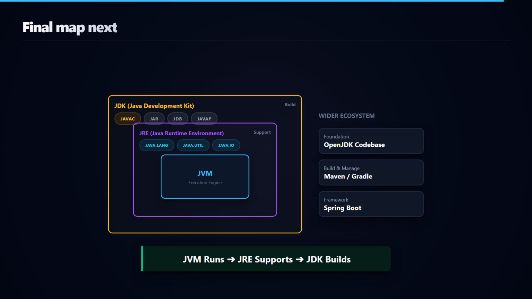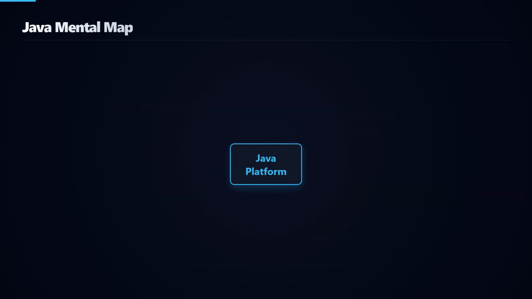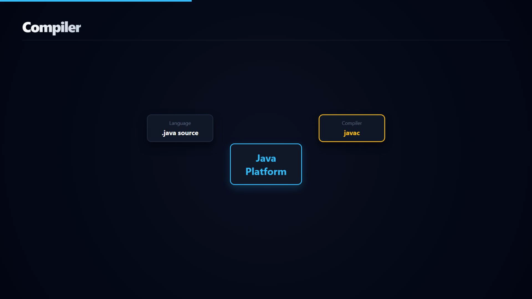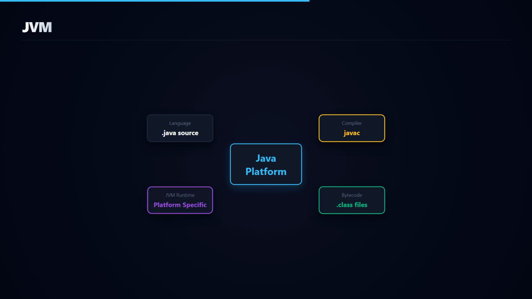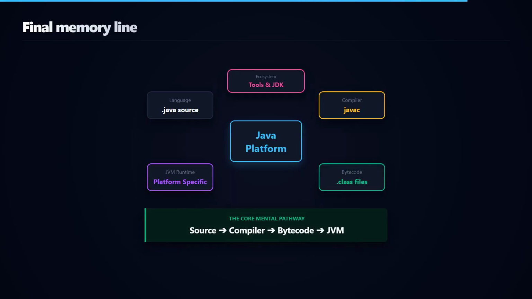Now all pieces collapse into one final Java mental map. The final map starts with Java as the center idea. The language branch is where humans write .java source code. The compiler branch is Java checking and converting source. The Bytecode branch is the portable .class output format. The JVM branch is the platform-specific runtime that executes bytecode. The ecosystem branch contains tools, libraries, frameworks, and distributions. The strongest memory line is source, compiler, bytecode, then JVM.